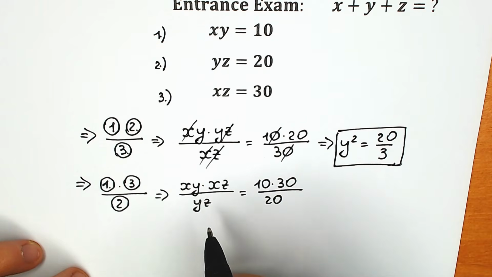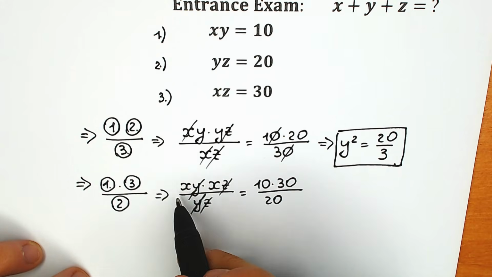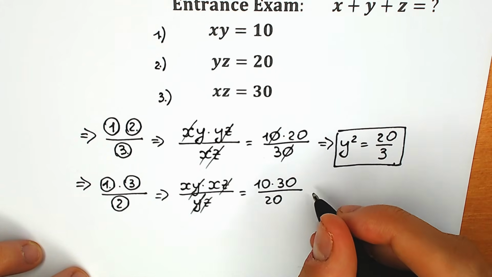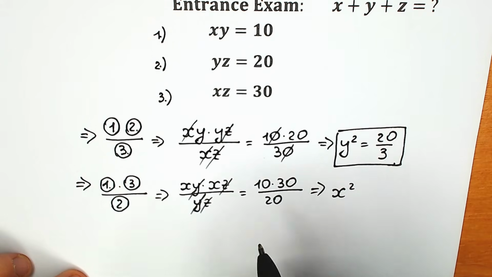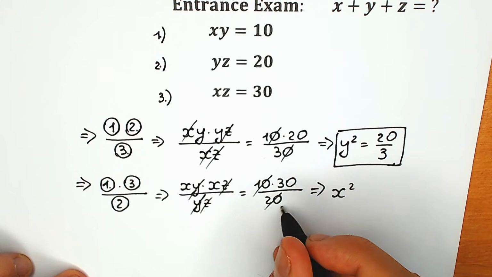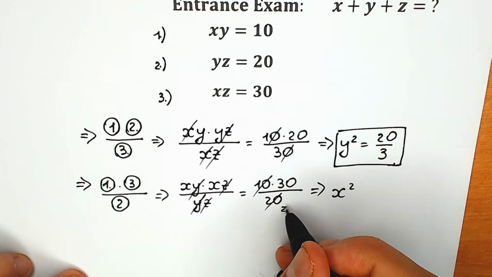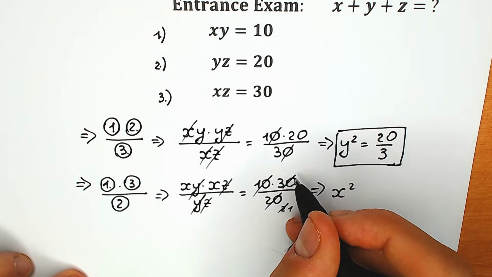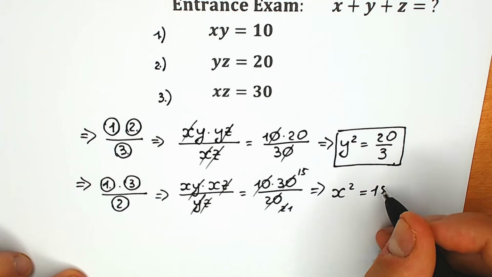Let's see what we have on the left side. We can cancel y, z and z, and as a result we have only x times x, so only x squared on the left side. On the right side, 10 times 30 divided by 20. We can cancel our 10 with this 20, so we have 2 in the denominator. We can cancel 30 divided by 2, and as a result we have 15. So x squared equals 15.